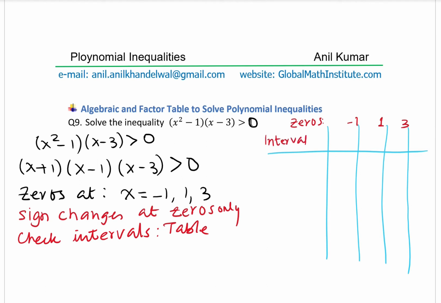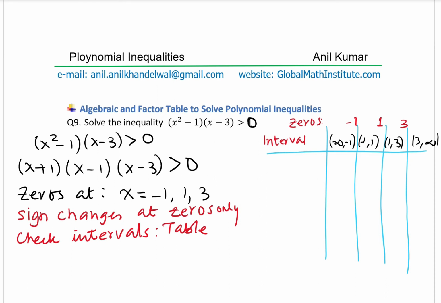These three zeros divide the plane into intervals. We have four intervals. So the intervals here are, this is the interval from minus infinity to minus 1. This is from minus 1 to 1. Then we have 1 to 3. And then we have 3 to infinity. Four intervals. In each interval, you should take a test point.